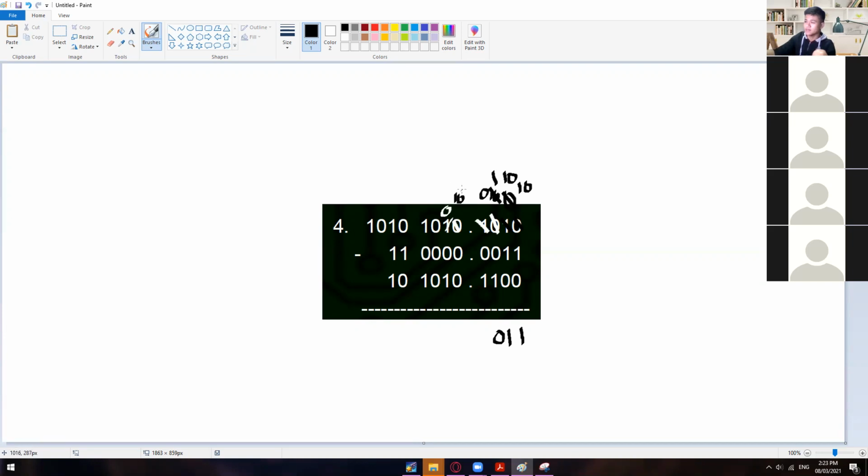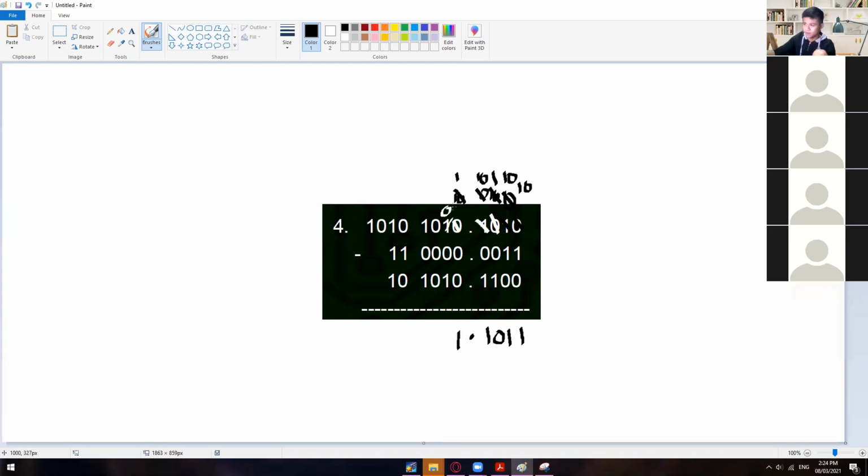So this 10 will become 1. And then this 0 will become 10. So 10 minus 1 is 1. And then decimal right here. Then we still have 1 right here. So 1 minus 0 is 1.